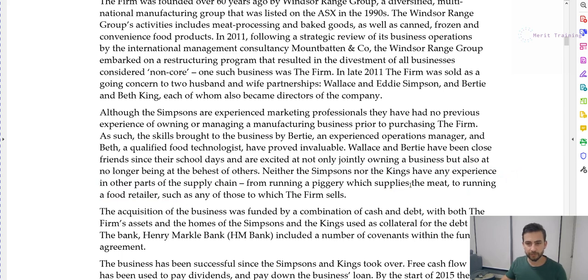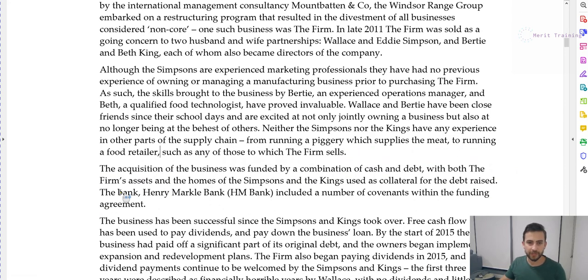From running a piggery which supplies the meat to running a food retailer, such as any of those to which the firm sells. The acquisition of the business was funded by a combination of cash and debt, with both the firm's assets and the homes of Simpsons and Kings used as collateral for the debt raised. Okay, I might just put this in here. And also the fact that they paid for it, funded by a combination of cash and debt.